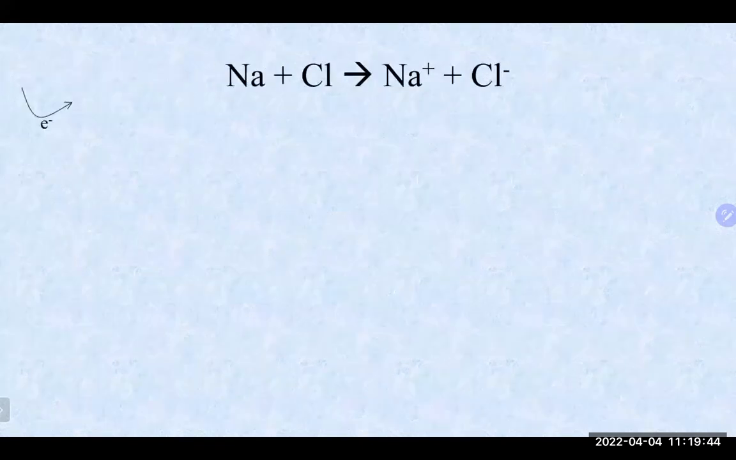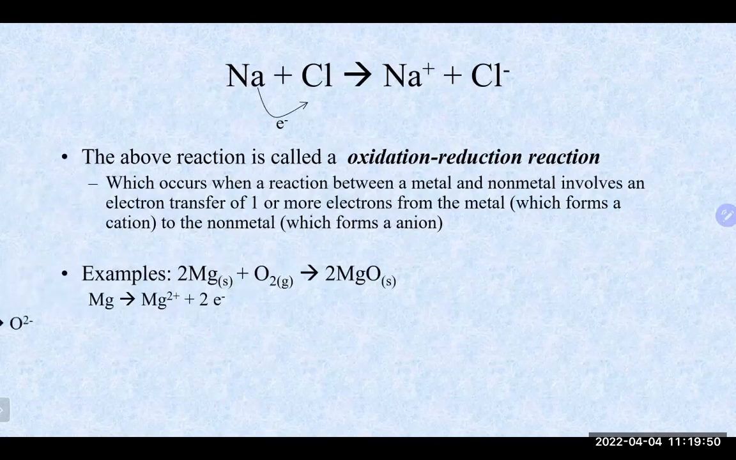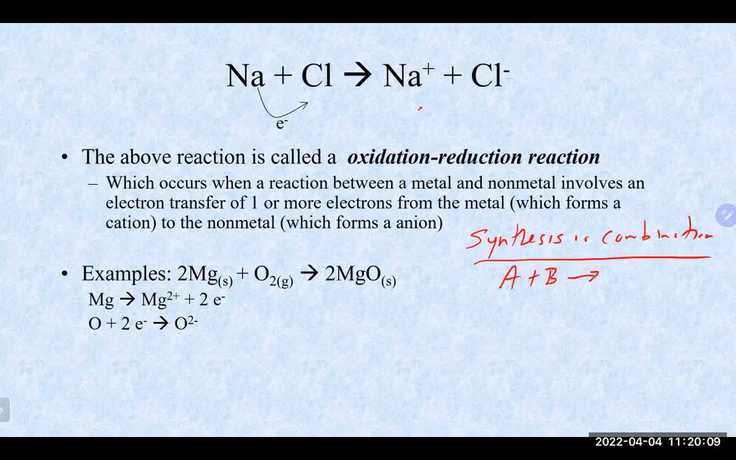Now, if we look at this, though, there is really another classification that we can look at, which is what is referred to as a synthesis reaction, or combination reaction, which I think we'll see in just a second. That is when two things come together to make one thing. So a more specific classification for the sodium and the chlorine coming together is to call it a synthesis or combination reaction, but ultimately it is also a redox reaction.